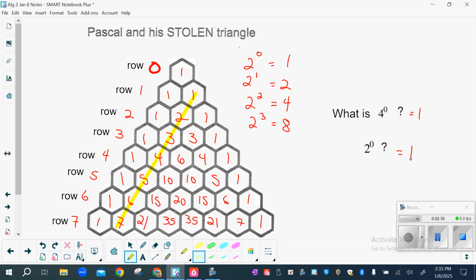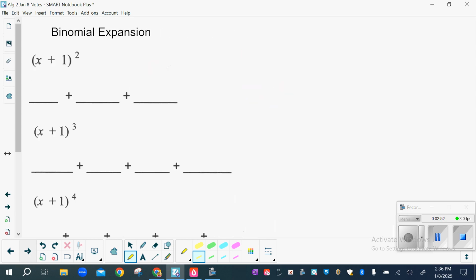Even if you look at doubling, 1 times 2 is 2, 2 times 2 is 4, 4 times 2 is 8, and so on, if you look at it the other direction. Does that help, maybe? Okay, so we're going to use this triangle to do a binomial expansion.